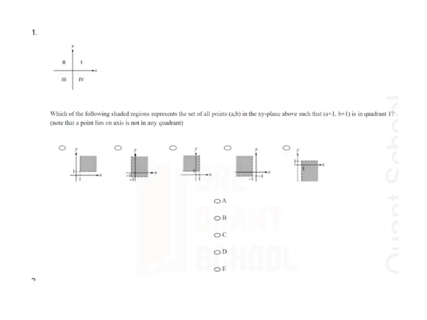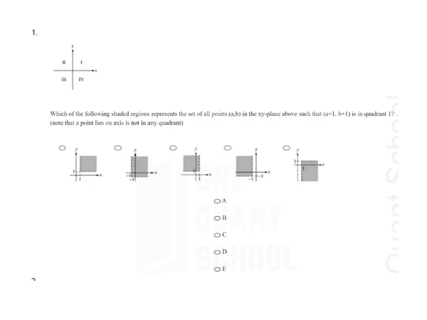Here you can see 4 quadrants. Which of the following shaded regions represents the set of all points (A, B) in the xy plane above such that (A plus 1, B plus 1) is in quadrant 1? Note that a point that lies on an axis is not in any quadrant. Now notice there are 5 options.